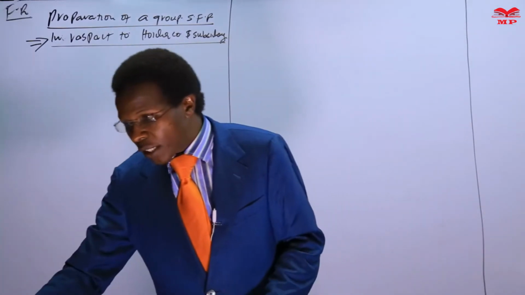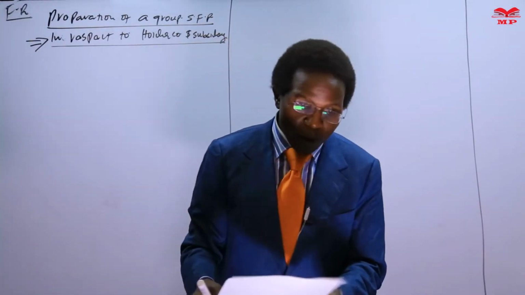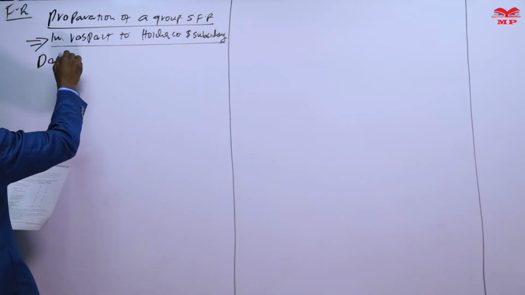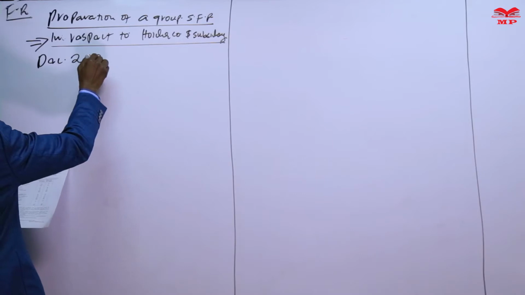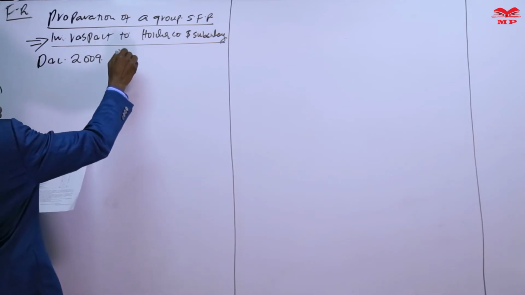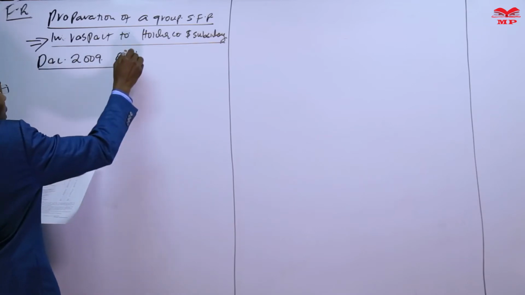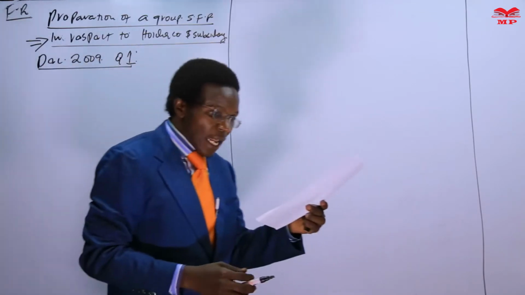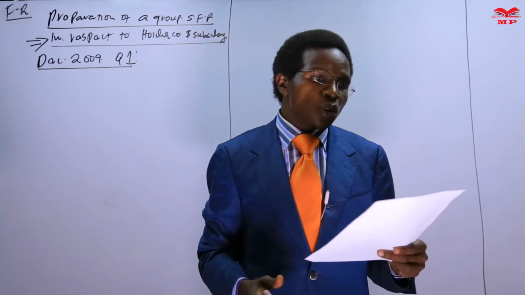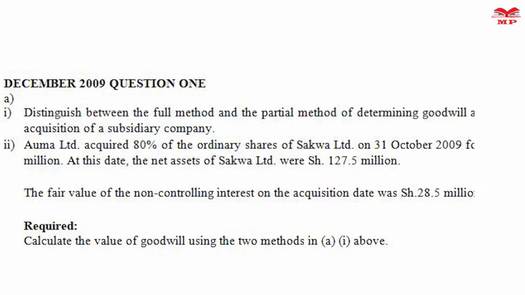Now there's a question here. There's a question in December 2009, Question 1. We can start with Question 1A. Distinguish between the full method and the partial method of determining goodwill arising on acquisition of a subsidiary company.